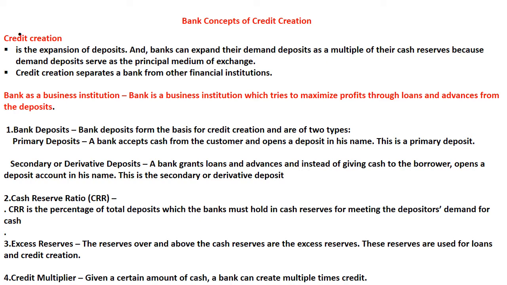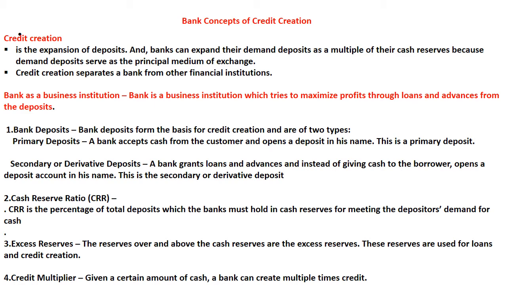So credit creation means expansion of deposit, right? A bank, as a business institution, tries to maximize its profit through loans and advances from the deposits. Okay, so we are going to discuss the different ways through which the bank creates credit. One is bank deposit, which forms the basis for credit creation, and there are two types: primary deposit and secondary deposit.